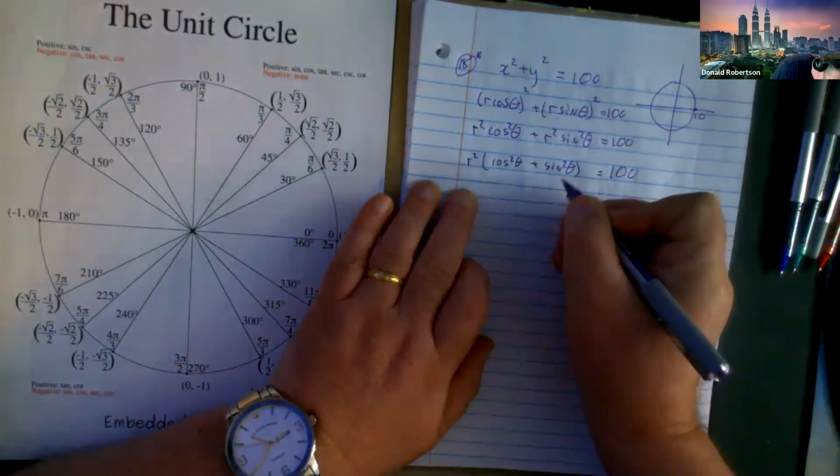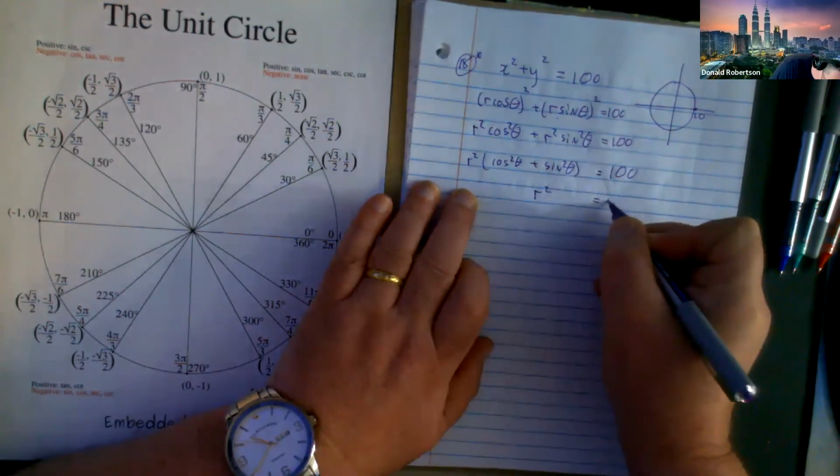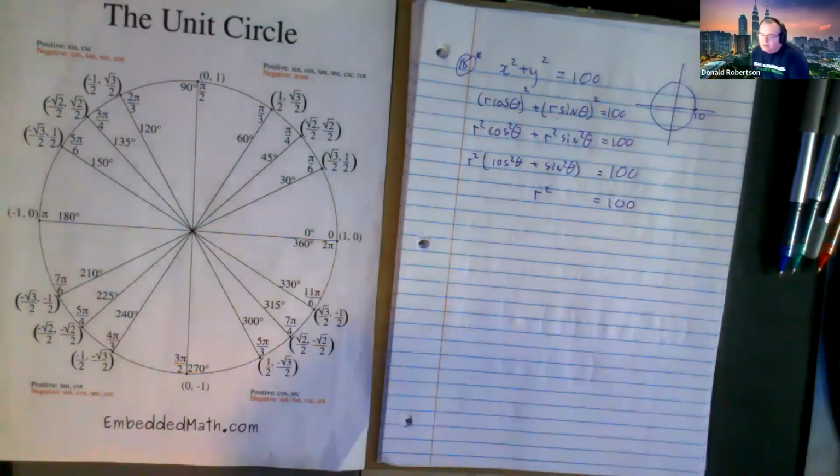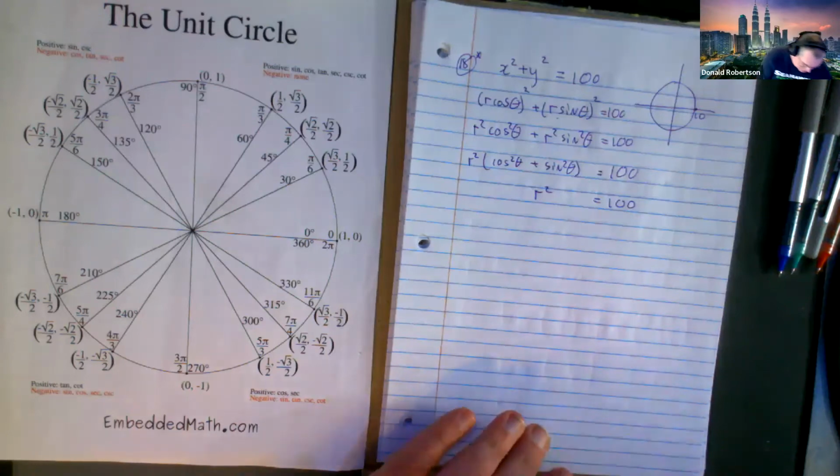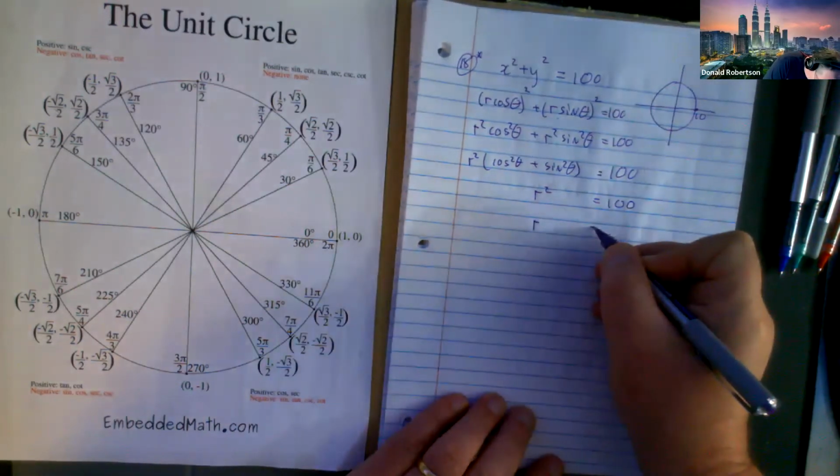And since that is 1, don't you just get r squared? It's 100. So far, so good. Now, one of the rules I mentioned at the start of this question is, if it's at all possible, write it as an r equals.